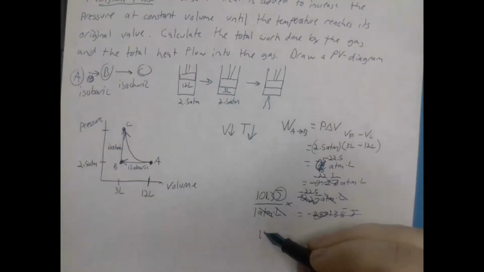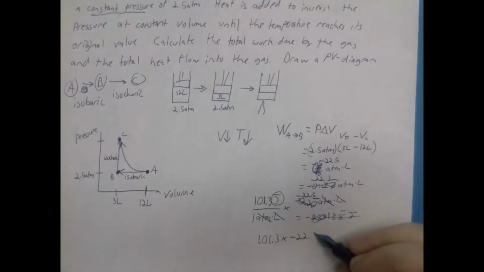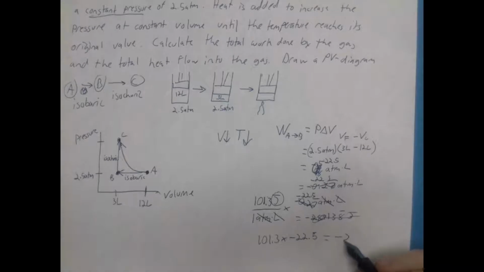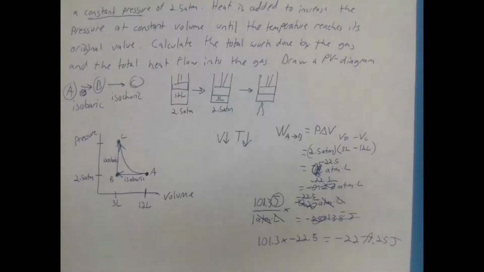So 101.3 times negative 22.5. That gets you a more realistic value. There we go. Negative 2,279.25 joules. That seems more realistic. Again, when you're dealing with heat, you should expect large numbers.